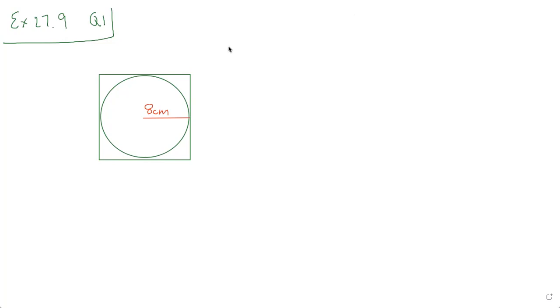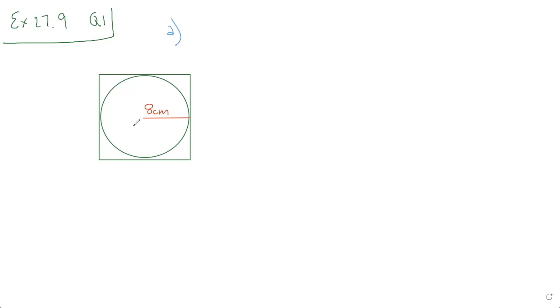Well, now we're going to talk about exercise 27.9, and this is question 1. So the first thing they're asking you to do is find the height of the cube. Okay, so this is a cube. Obviously, I'm looking at a cross section, which just means a slice. So this is a 3D shape.